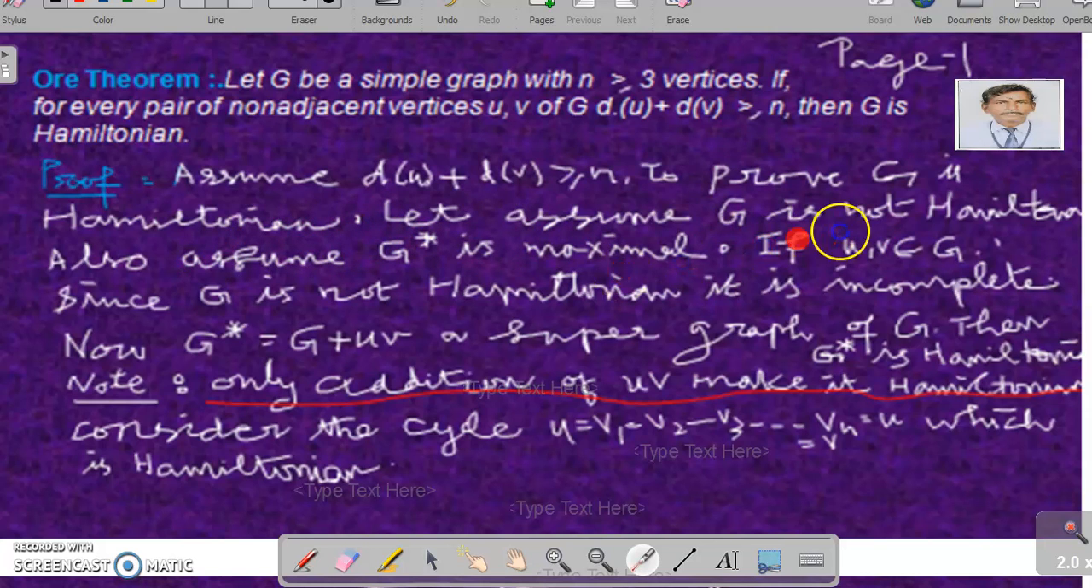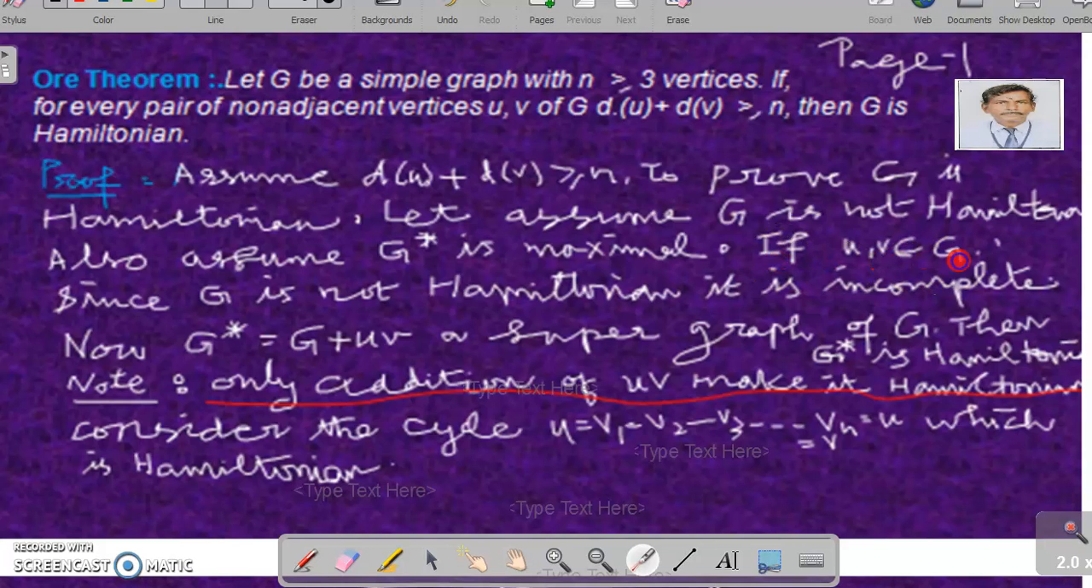Now let us assume that G is not Hamiltonian. If G is not Hamiltonian, then we have to get a contradiction for this assumption. So keep that in mind. Now I am assuming that G star is maximal. What is the meaning of maximal? If any graph is greater than this, then it is Hamiltonian. That's the meaning of G star being maximal, or in the book it is given as a supergraph. G star is a supergraph.